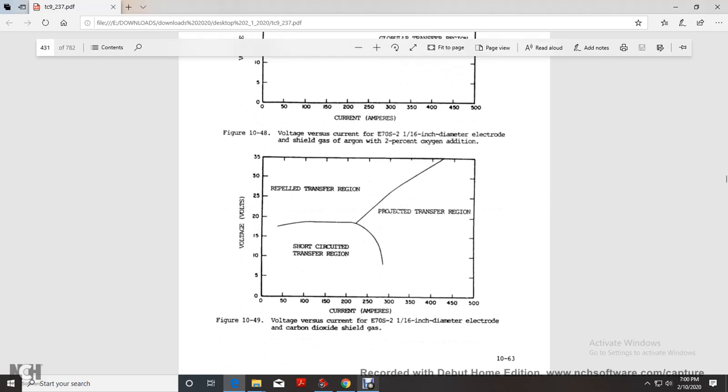Voltage versus current of the E70S2 1/16 inch diameter electrode with carbon dioxide shielding gas: repelled transfer region, projected transfer region, short circuit transfer region, voltage and current in amps.